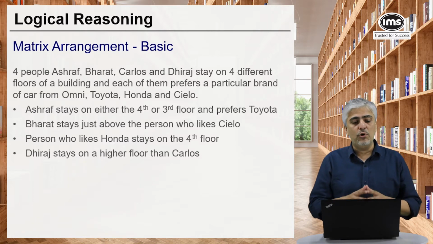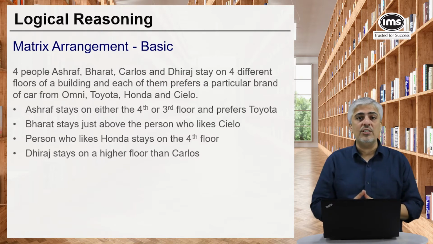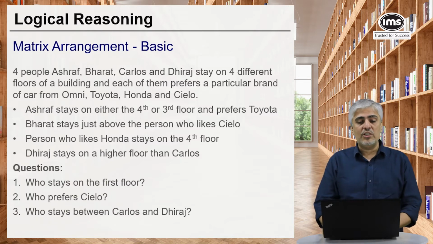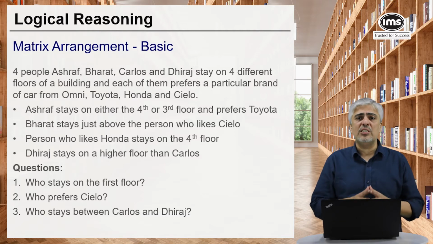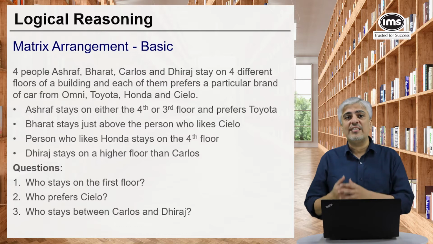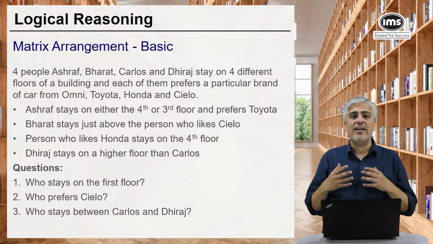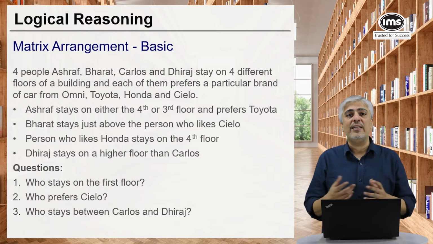Now, some 4 conditions are given obviously which I will use when I start reading the question or making the matrix. Before that, as my habit is, let's read the questions first. Questions this time are given without options because it's a simple set. Who stays on the first floor? Who prefers the Cielo? Who stays between Carlos and Dheeraj? So, which means if I get my arrangement right, I should be able to answer the questions very simply.